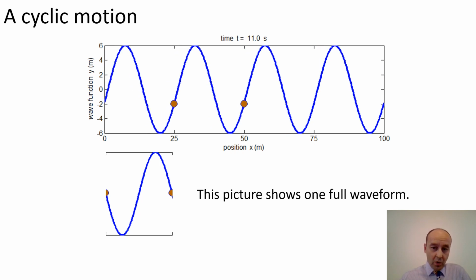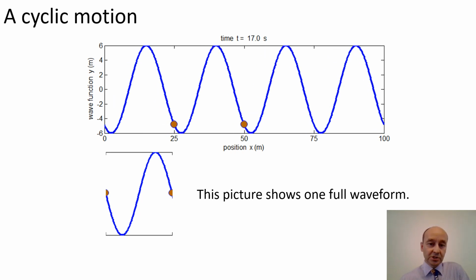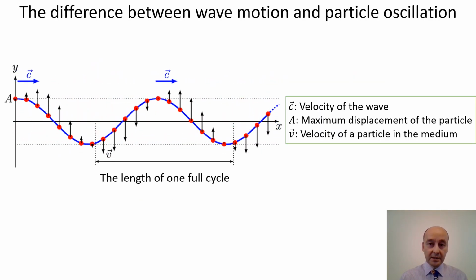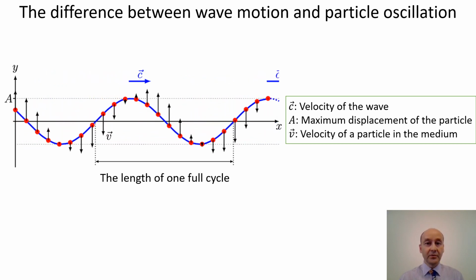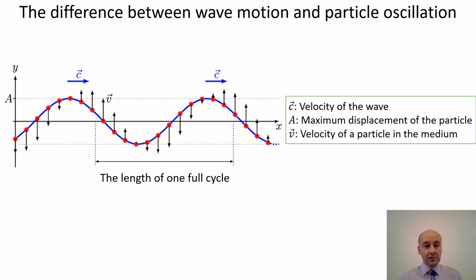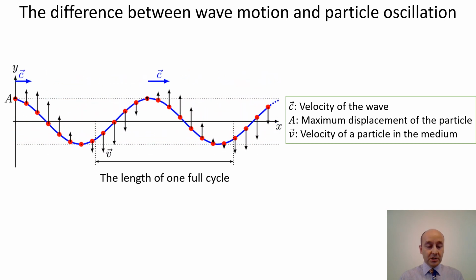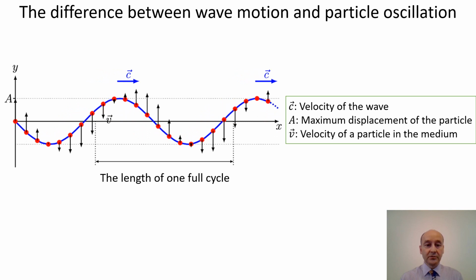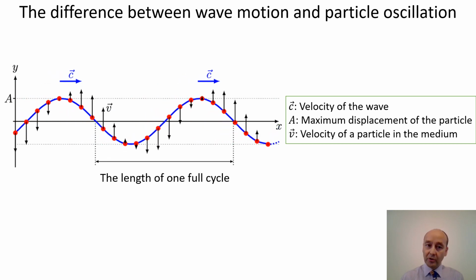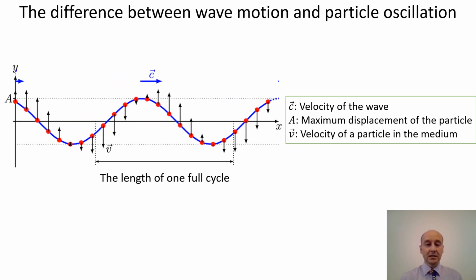The bottom picture shows one full waveform. That's what we call waveform, that sinusoidal shape. Pay attention to the difference between the way particles oscillate and the way the disturbance, i.e. the wave, moves. The black arrows are showing the velocity vector at that instant for that particle in the medium. As you can see, it's continuously changing. The blue arrow is showing the velocity of the wave, which is constant from left to right at a constant speed.